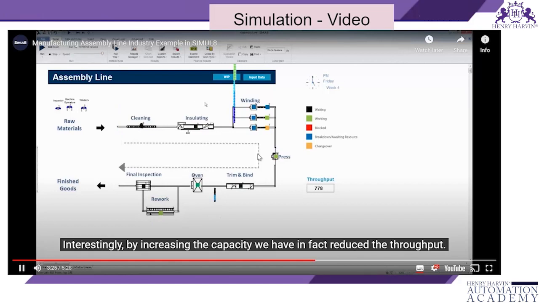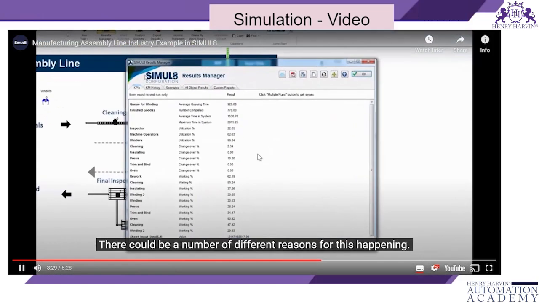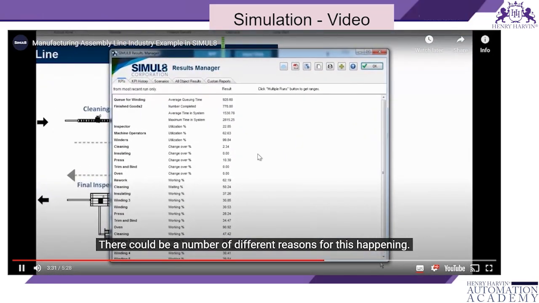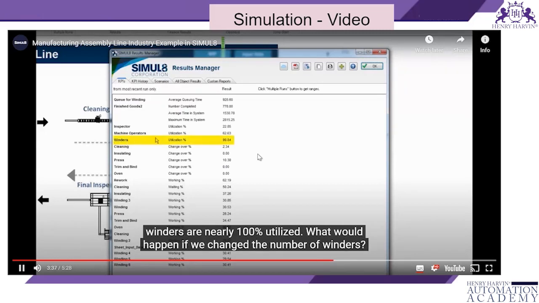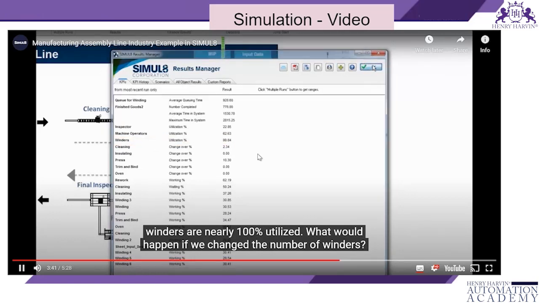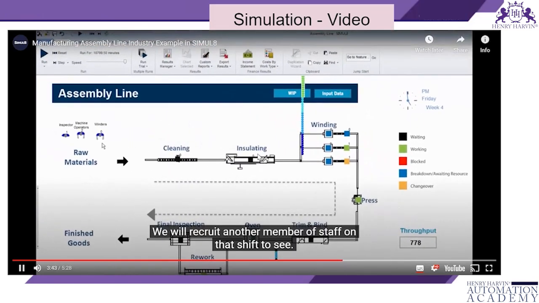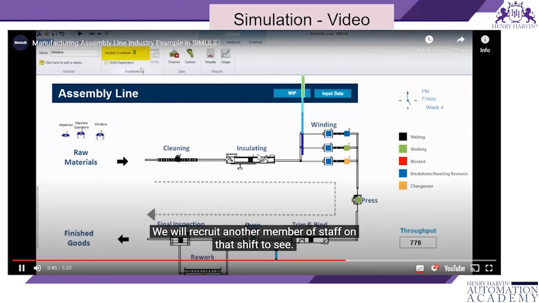Interestingly, by increasing the capacity, we have in fact reduced the throughput. There could be a number of different reasons for this happening. If I look at my KPI dashboard in the Results Manager, I can see that the winders are nearly 100% utilized. What would happen if we changed the number of winders? We will recruit another member of staff on that shift to see.